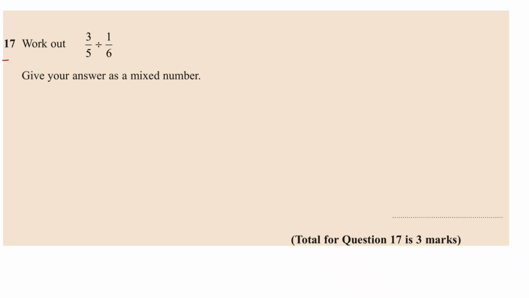1917 on an Edexcel Foundation tier paper, but it's applicable for higher tier students. Work out 3/5 divided by 1/6. Give your answer as a mixed number.